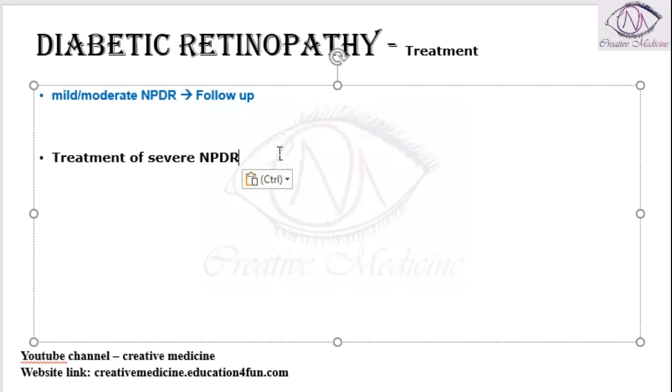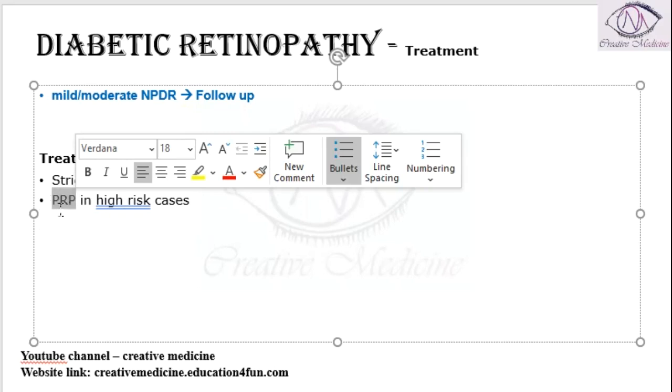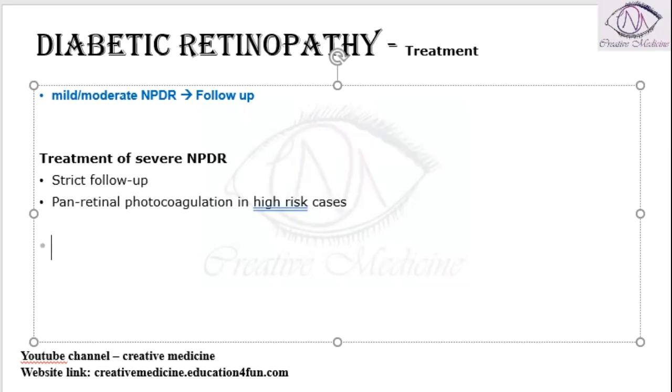Then, if the patient has severe non-proliferative diabetic retinopathy, in this we should ask the patient to do strict follow-up, to see whether there is any progression to proliferative diabetic retinopathy. And in high risk cases, pan retinal photocoagulation can be done.